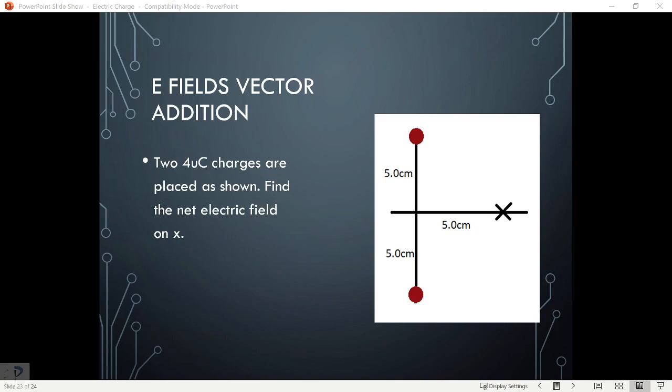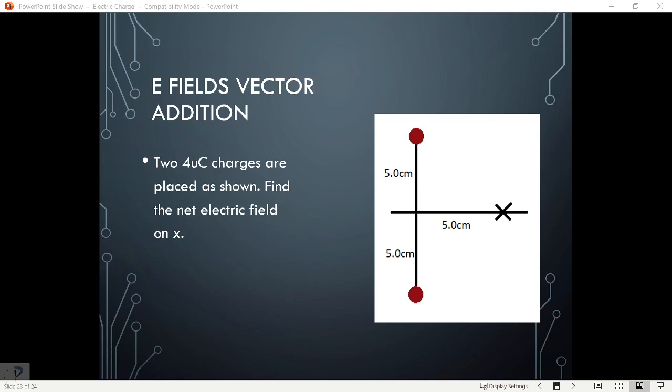Here we are. Okay, so we have two charges similar to the one that we just did, but this one is microcoulombs. Charges are placed as shown. Find the net. Oh wow! Look, my Streamlabs is working. Nice. So 4 microcoulomb charges are placed as shown. Find the net electric field on X.